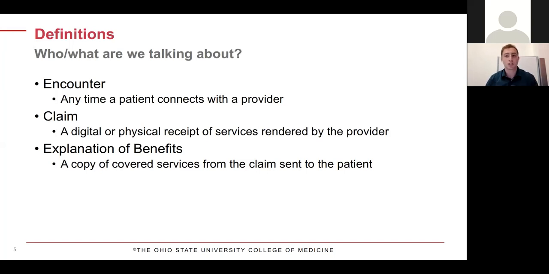And then lastly, an explanation of benefits. I'm talking mainly about the payers and the providers duking it out for payment. But of course, an explanation of benefits then needs to be sent to the patient. And I'm sure most of us are familiar with this. We've received one before if we've ever received care. And that's just a copy of the covered services from the claim sent to the patient. We'll talk about any of the co-payments or any residual payment that needs to be made for uncovered services.